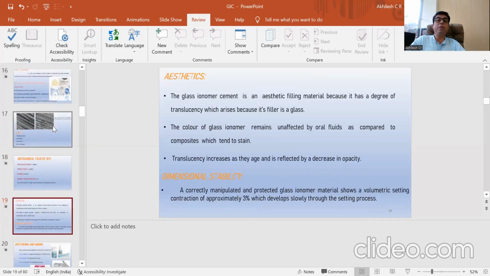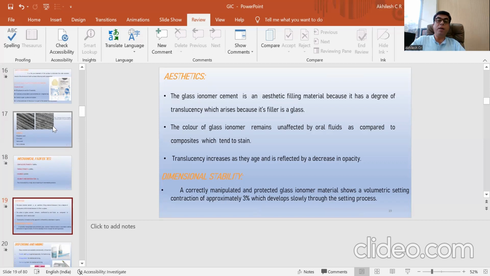The next property is aesthetics. Glass ionomer is an excellent aesthetic filling material because it has a degree of translucency, which arises because the filler is a glass. The color of glass ionomer remains unaffected by oral fluids, as compared to composites which tend to stain. Translucency increases with age, reflected by a decrease in opacity.